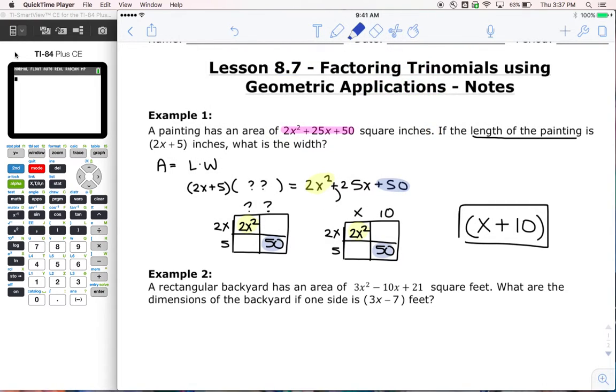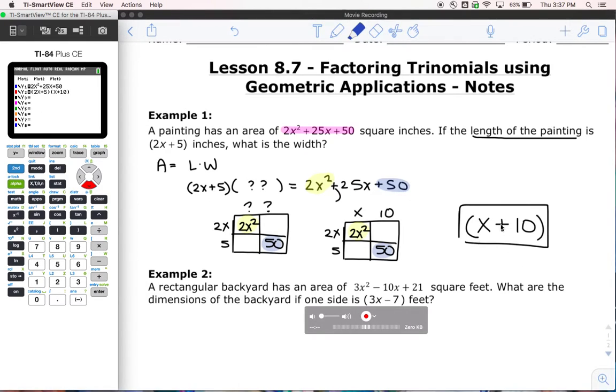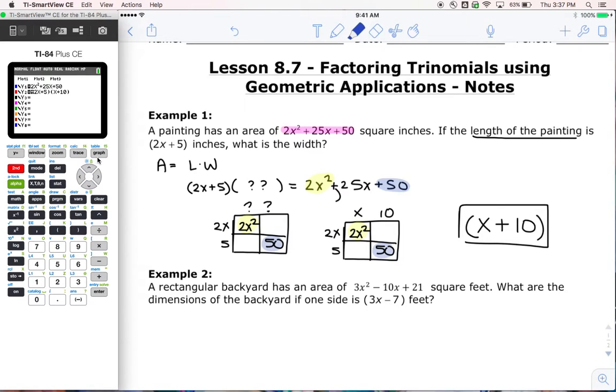Let me show you how I can check this answer real quickly. If you go to y equals in your calculator, notice that I already put in the whole area, 2x squared plus 25x plus 50. And down here I typed in the 2x plus 5 that I was given, and I typed in x plus 10, which is what I think that missing piece was. And if I go to my table, I see that they're all lined up and matching, so I know that that's correct.